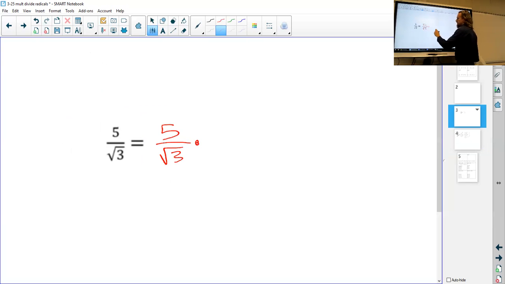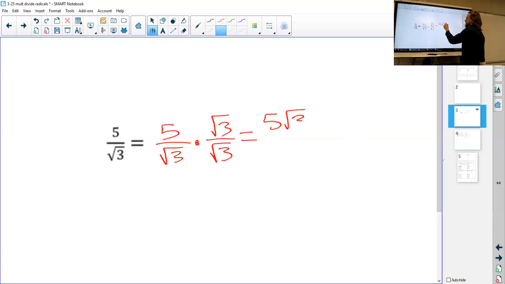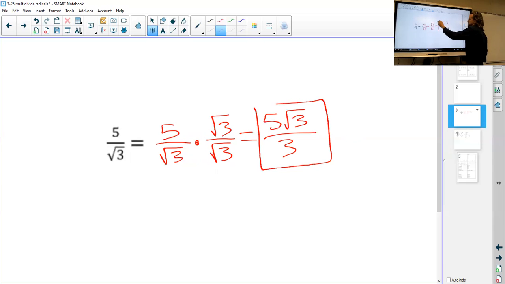I want to get rid of this root in the denominator. So I need to multiply top and bottom by the square root of 3. So on the top is just 5 square root of 3. Square root of 3 times square root of 3 is just 3. And then from here, can I simplify this at all? Not so much. So then this becomes our answer.